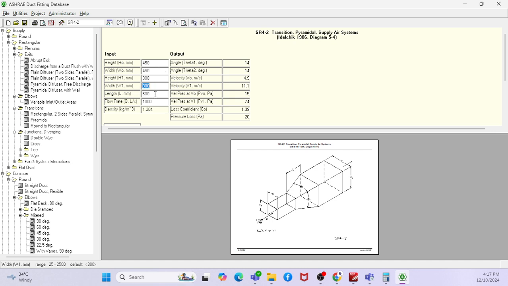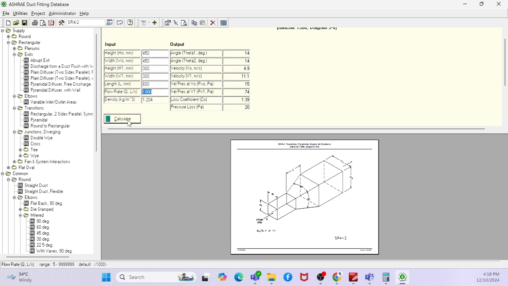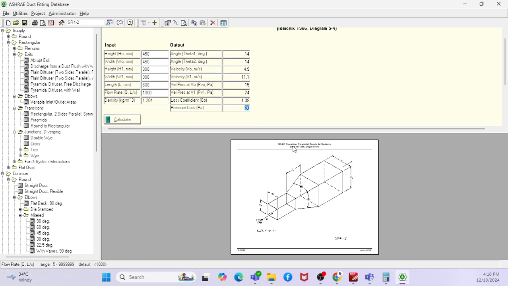You can provide the length, then you can provide the flow rate, and it will calculate the angle and everything based on the standard. Based on that, it will give you the pressure drop for this particular fitting, 20 Pascal, after considering variables such as your duct sizes and your flow rates. The rest is calculated, and you can get your pressure loss from there.